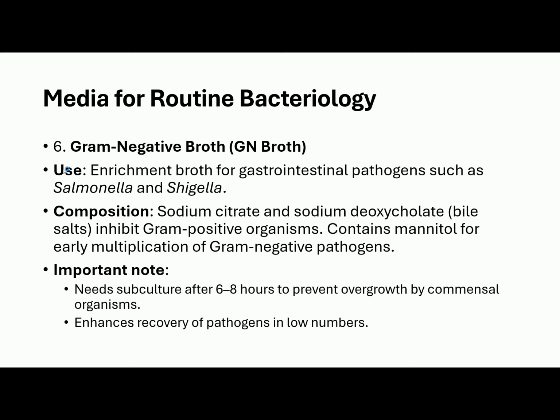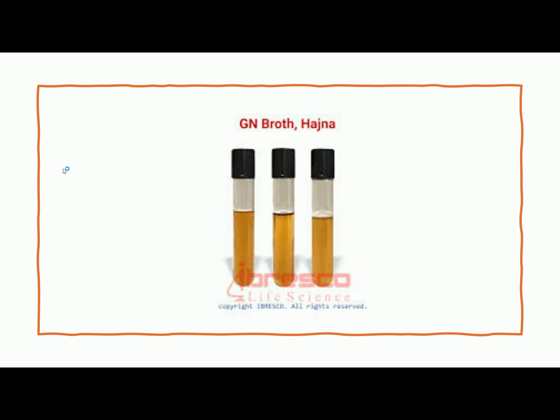Next is the gram-negative broth. So this is an enrichment broth for gastrointestinal pathogens such as your Salmonella and Shigella. It contains sodium citrate and sodium deoxycholate, which inhibit gram-positive organisms, and contains mannitol for early multiplication of gram-negative pathogens. An important note is that it needs subculture after 6 to 8 hours to prevent overgrowth by commensals. Enhances recovery of pathogens in low numbers. So this is your gram-negative broth.